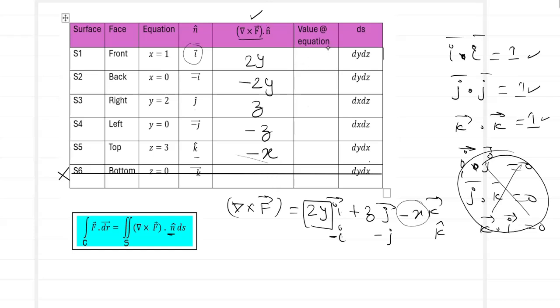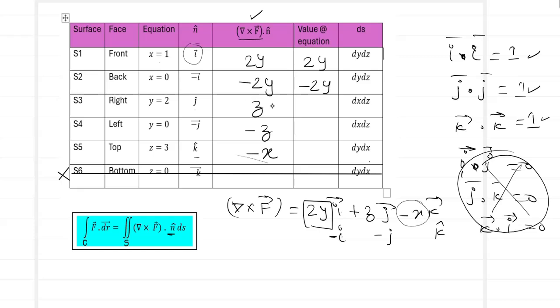What is the next stage? I'll have to find the value of these data at the equation. So do you have any x here for substitution? No. So the value remains 2y. Do we have any x equal to 0 for substitution? No. So the value remains as such. y equal to 2 is the plane.